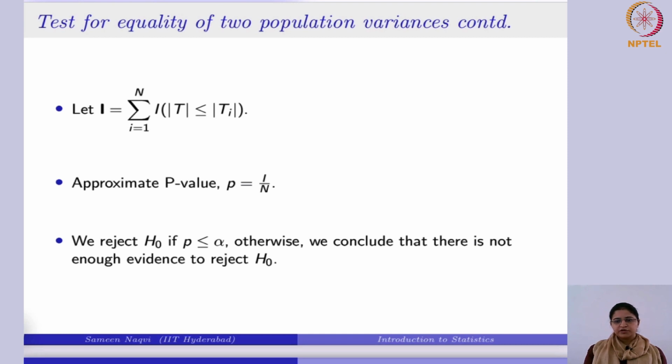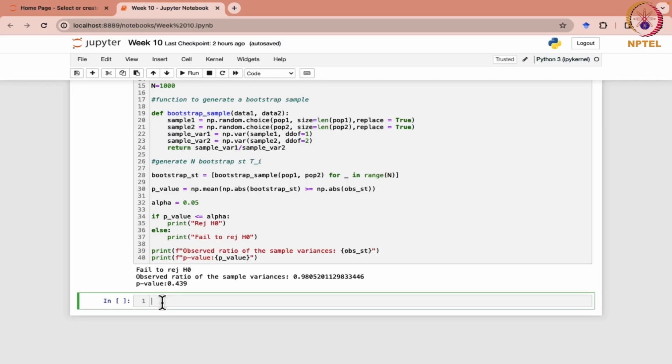You can do it for any other statistic in which you are interested, and you can consider any distribution and go ahead with it. And even if you do not have any idea about the distribution, still in the non-parametric setup you can do the hypothesis testing. So this is how the bootstrap works for hypothesis testing problems. We will now see the codes for this parametric bootstrapping, and in the next week we will learn about confidence intervals.